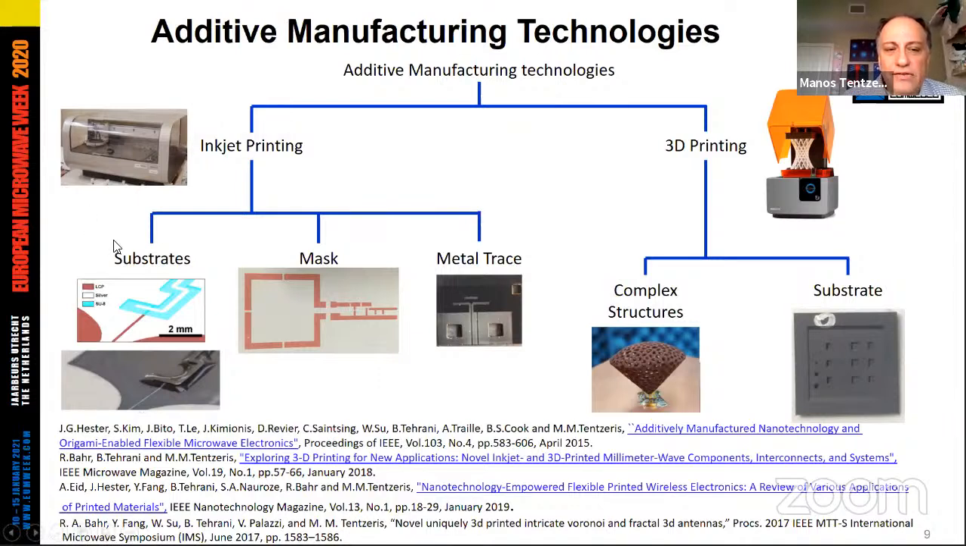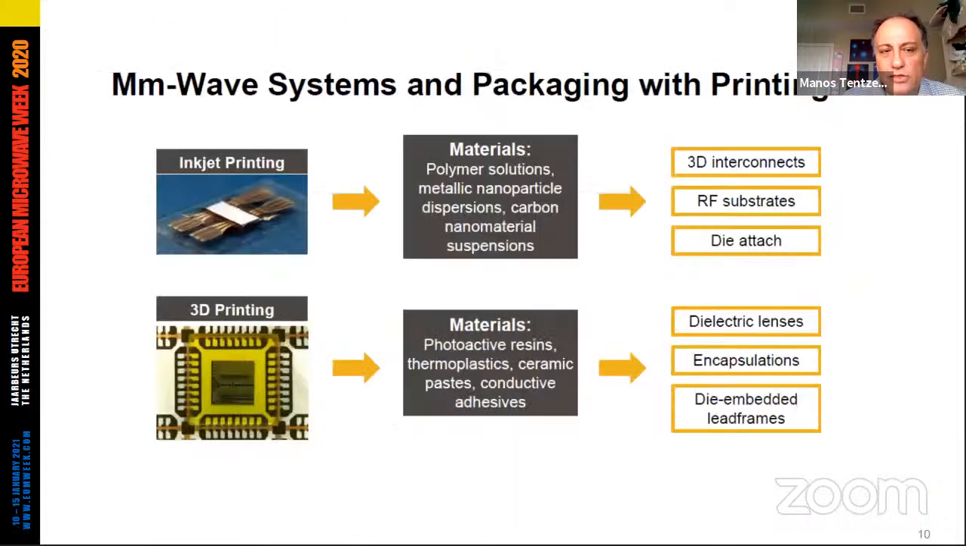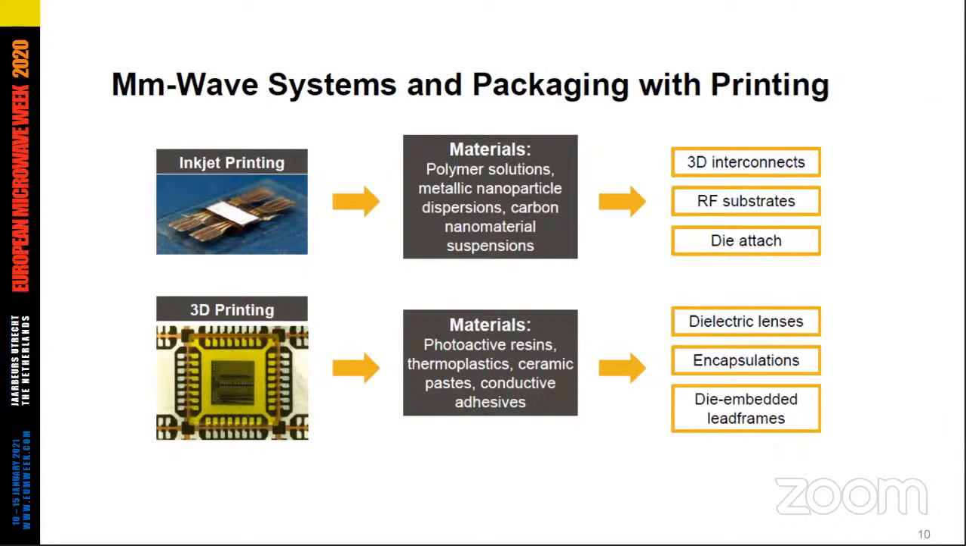Now, utilizing this, you can print anything from substrates, masks, metal traces, complex structures in all 3D implementations, and then effectively come up with any configuration you could realize with conventional fabrication techniques, plus very new configurations. For instance, we have managed to print polymer solutions, metals, and carbon nanomaterial suspensions to realize fully 3D interconnects, RF substrates or attached dies. Inkjet has to do with the fine details, while 3D has to do with the more bulk details: photoactive resins, thermoplastics, ceramics, and conductives to come up with new generations of dielectric lenses, smart encapsulations, and die-embedded lead frames.